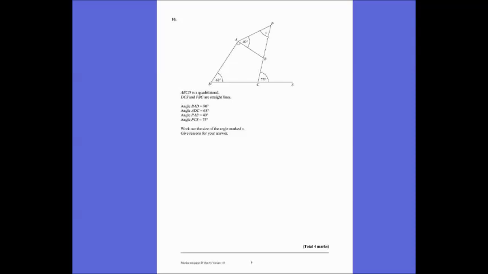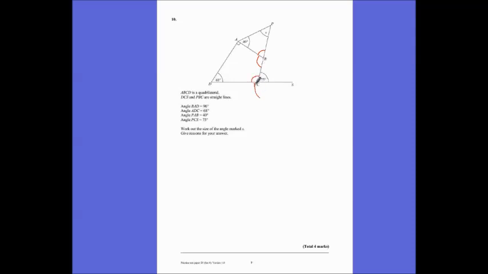Question 10. ABCD is a quadrilateral, DCS and PBC are straight lines, and you've got all those angles written on the diagram for you. It says, calculate the size of the angle marked X, but give reasons for each part of your answer. Now, you've got a big space down here that we can use, but I'd like to annotate it. So, the first thing I'm going to do is I need this angle here, because we've got angles in a triangle. To get that, I need this angle here, and to get that one, I'm going to need this angle here. So, we're going to have to work backwards.